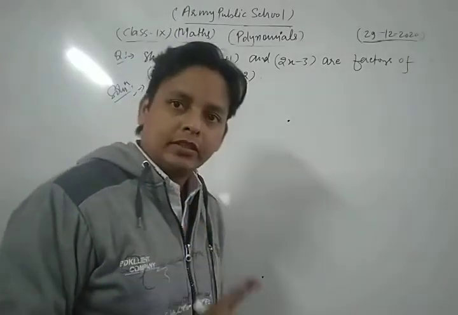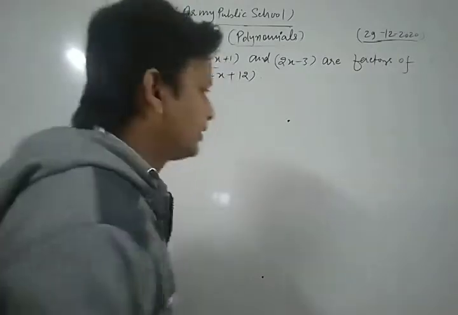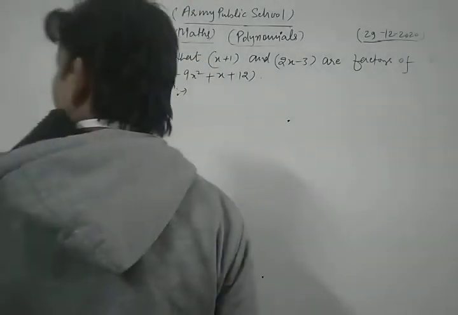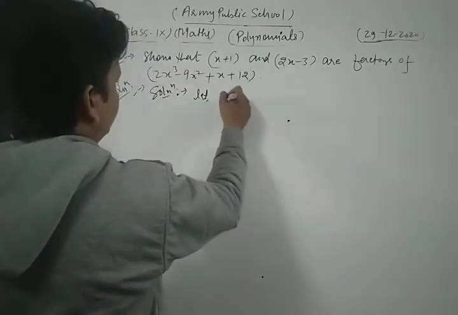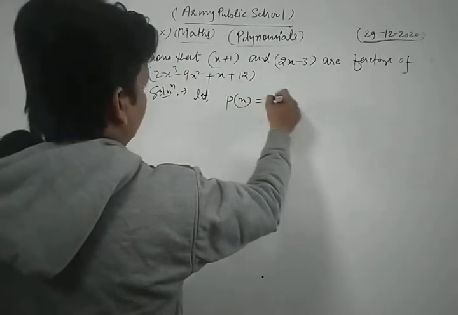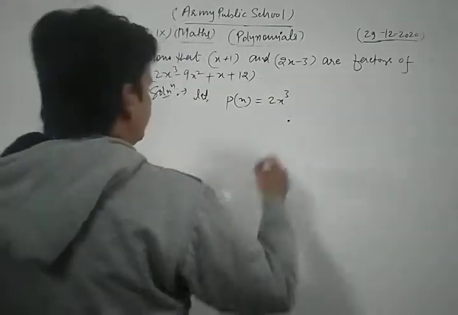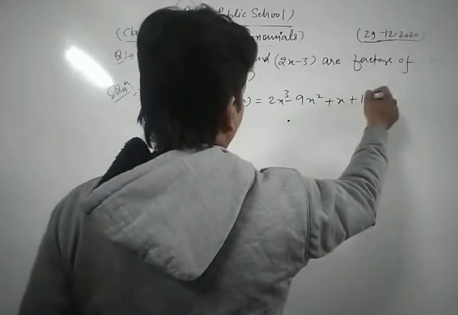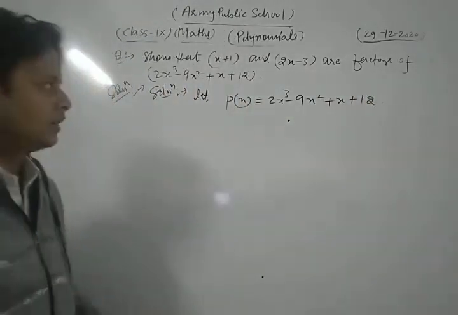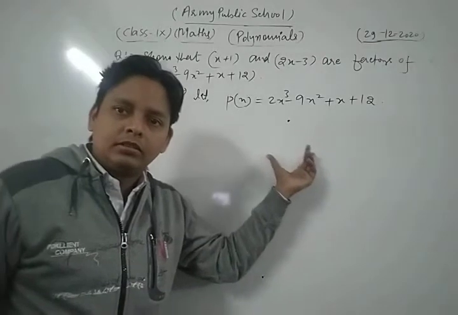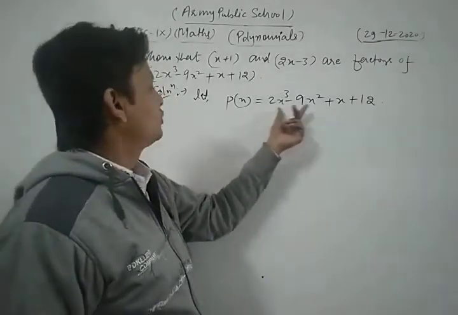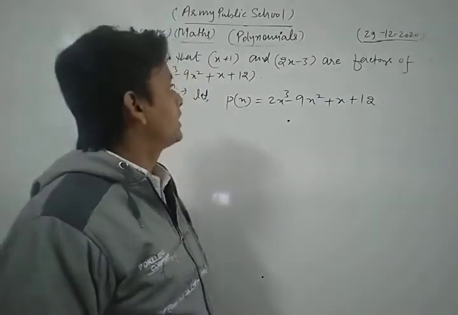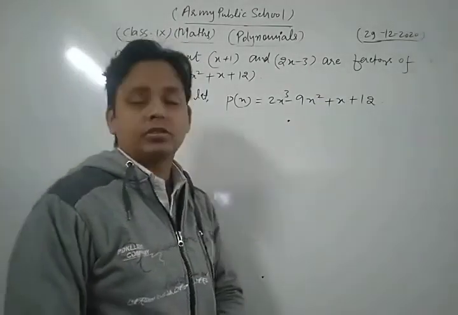Now we solve that question the same as the previous question. Let's see its solution. First of all, let the given polynomial be p(x) = 2x³ − 9x² + x + 12. Now we have to show that x + 1 and 2x − 3 are the factors of the given polynomial.